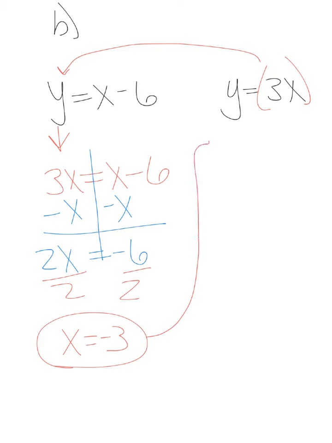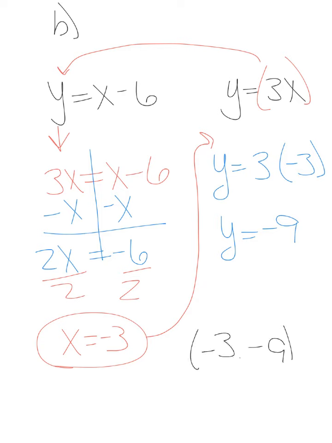I'm going to take my x equals negative 3 and plug it back into my y equation. Y equals 3 times x. 3 times negative 3 is negative 9. My final answer is the ordered pair negative 3, negative 9.